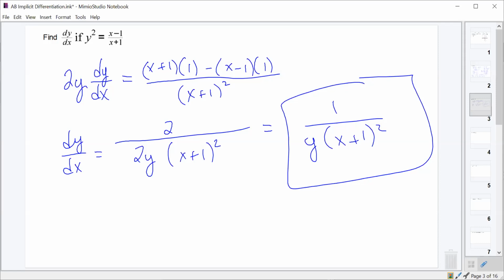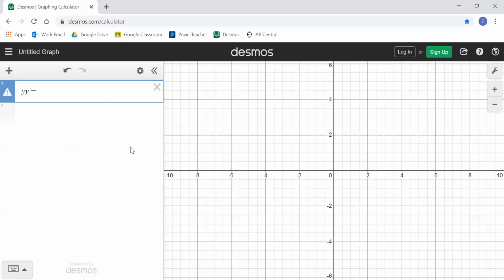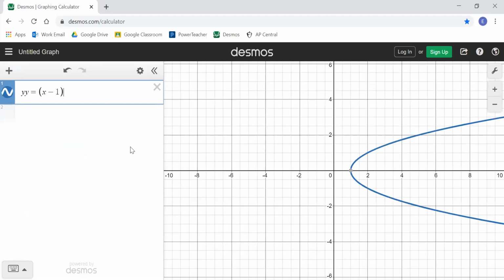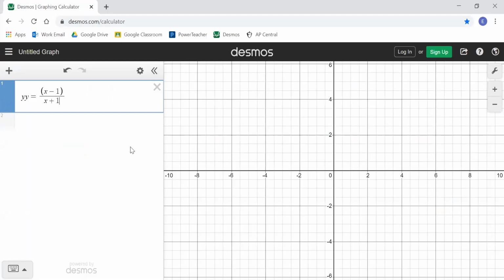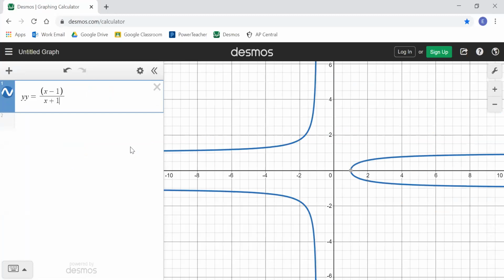Just for fun, let's take a look and see what the graph of this looks like. We got y squared equals, was it x plus 1 over x minus 1 or the other way? X minus 1 over x plus 1. I think it was plus 1. No. X minus 1 over x plus 1. Yeah, that sounds right. And it looks like this. Good or no?